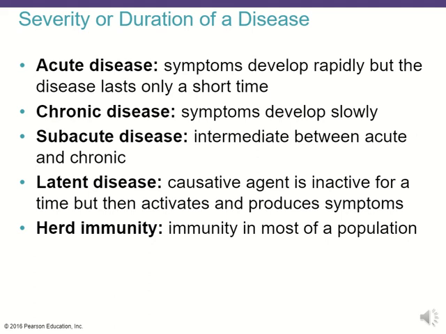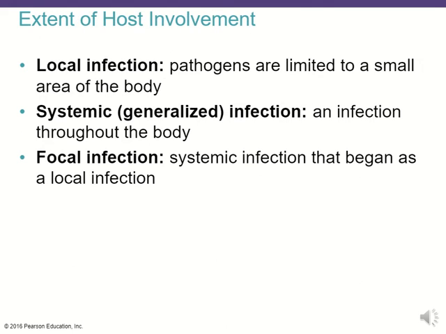An important concept with disease prevention is herd immunity, which is simply the immunity when a majority of a population becomes immune to a particular disease, helping prevent the spread to other people in that population.